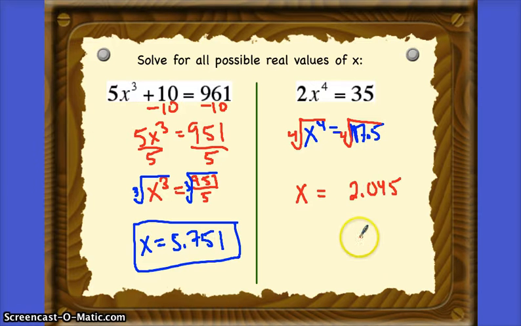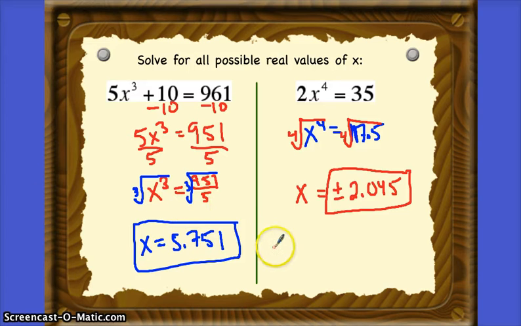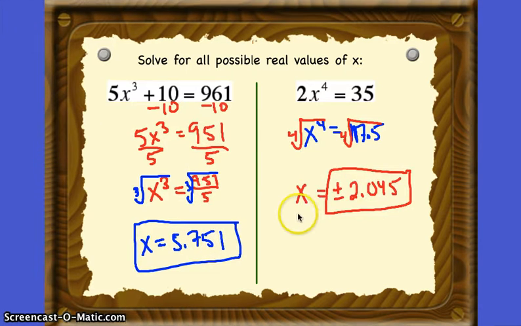So we'll call this 2.045. Now you also have to be careful, because remember, an even power means that negatives would also have turned into a positive. 17.5 times 2 is 35. So when we take the fourth root on both sides of an equation, we have to remember to say plus or minus. Remember, we didn't do that over here on the left because it was a third root. Odd roots, you don't say plus or minus. If you wanted a negative answer, the number underneath the radical would have needed to be negative to begin with.